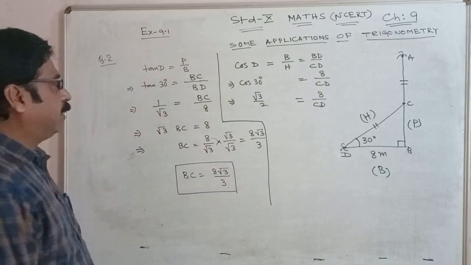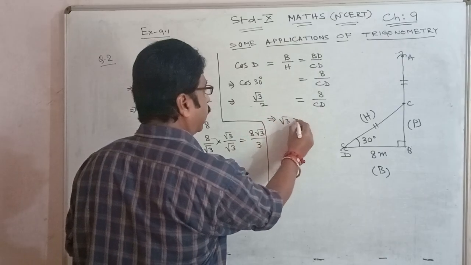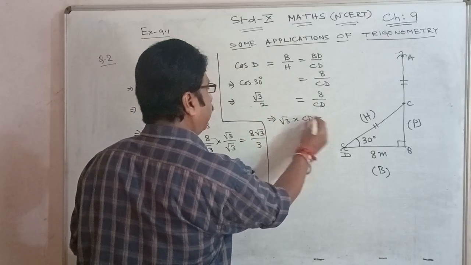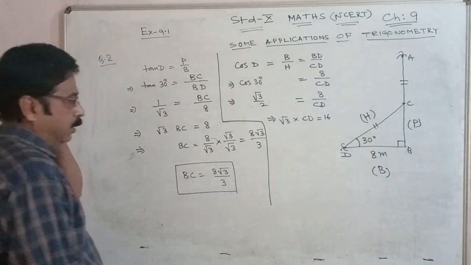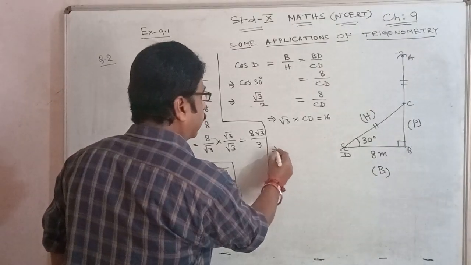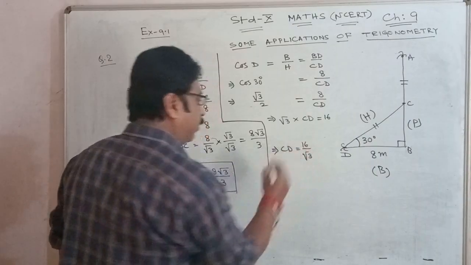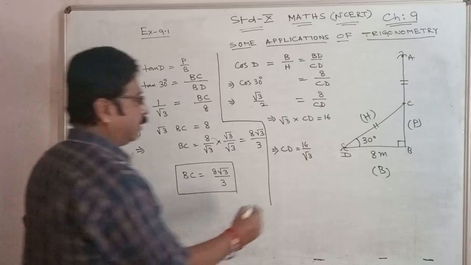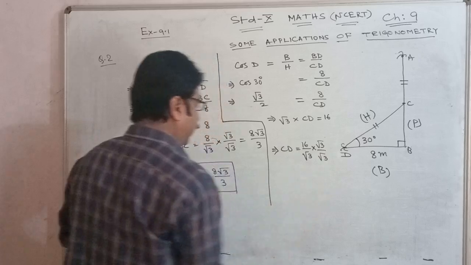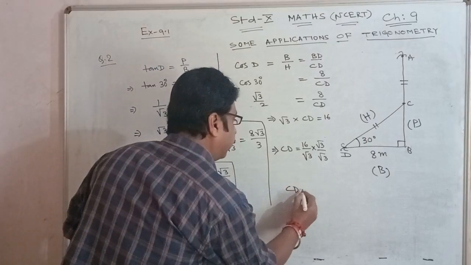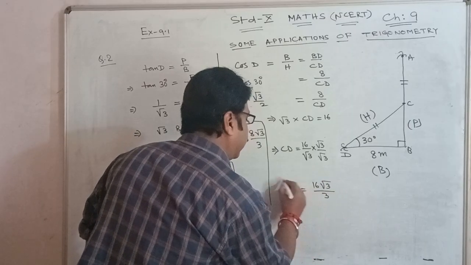We can do cross multiplication. Root 3 into CD will be 8 into 2, 16. That means CD will be 16 upon root 3. We can rationalize into root 3 upon root 3. That means CD will be 16 root 3 upon 3.